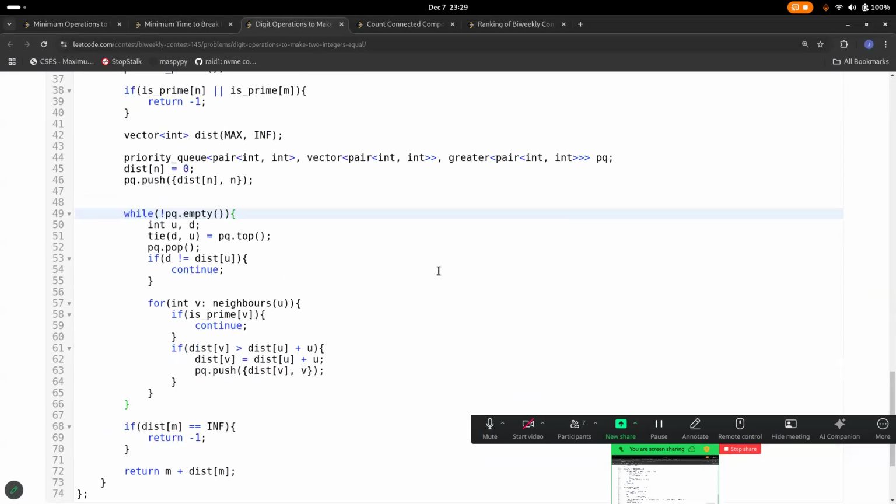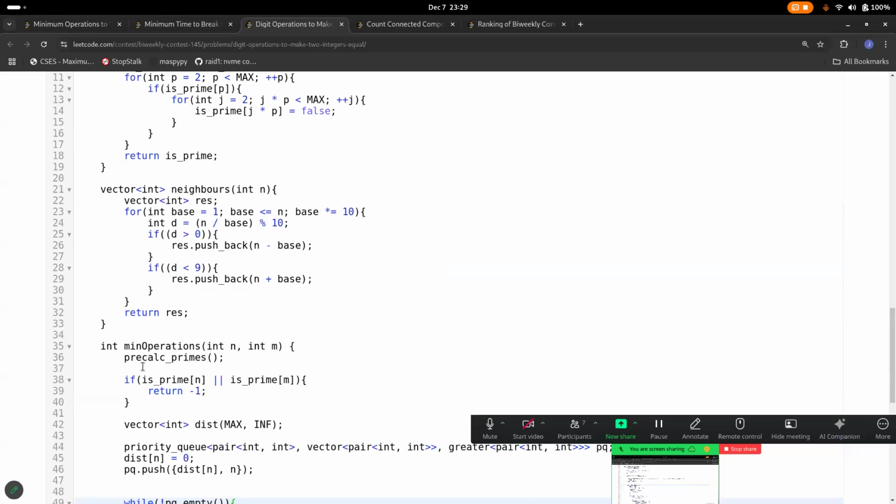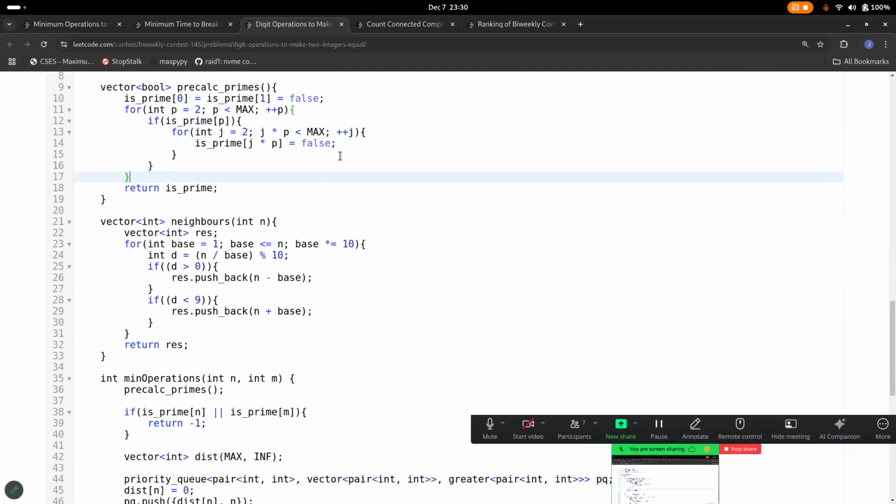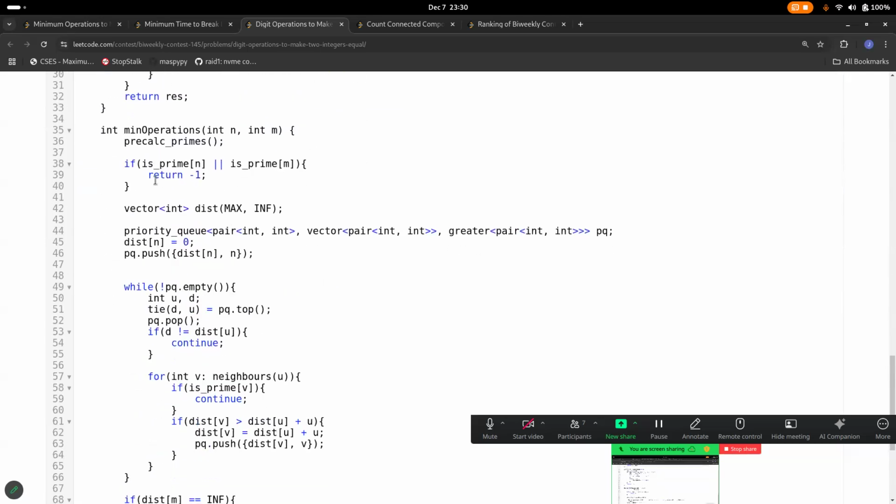So moving on to the code, the first thing that we do is we pre-calculate our primes. This is the code to pre-calculate primes using sieve. I won't go into explaining this, but you can look it up if you want. We have this is-prime array, iterate from 2 to max, and if we have found some prime, we consider all of its multiples and mark them as not prime. So basically you pre-calculate all the primes.